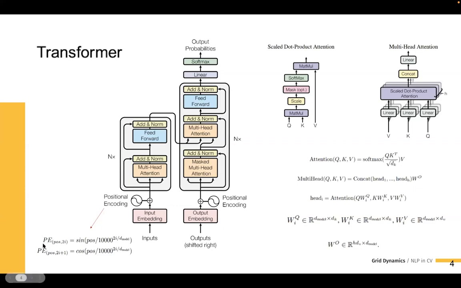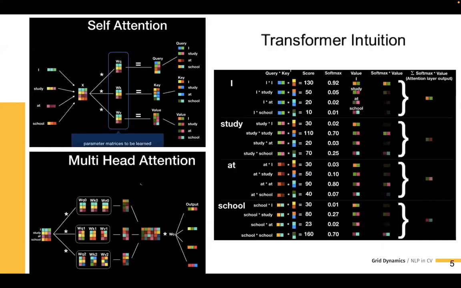Also, it is important to have positional information. For this, we have positional embeddings. Here we have formulas. Position is the index of the word in the sequence, and i is the dimension in our embedding vector. Here on the right, you can see how all the calculation is done on a simple example.